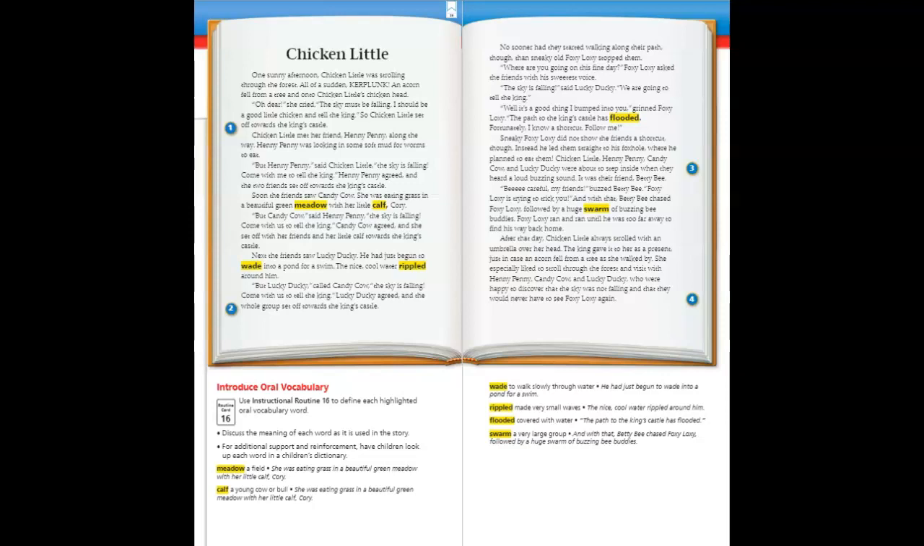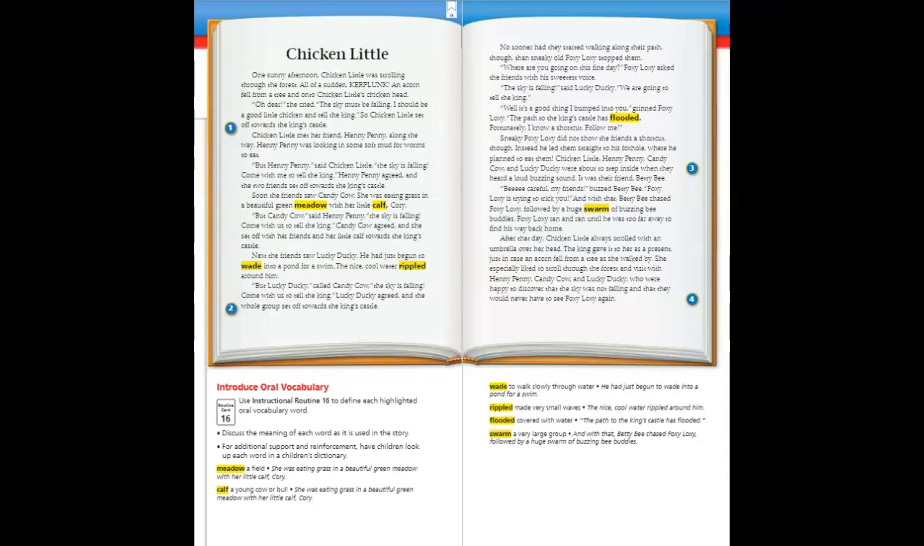"Well, it's a good thing I bumped into you," grinned Foxy Loxy. "The path to the king's castle has flooded. Fortunately, I know a shortcut. Follow me." Sneaky Foxy Loxy did not show the friends a shortcut, though. Instead, he led them straight to his foxhole, where he had planned to eat them.